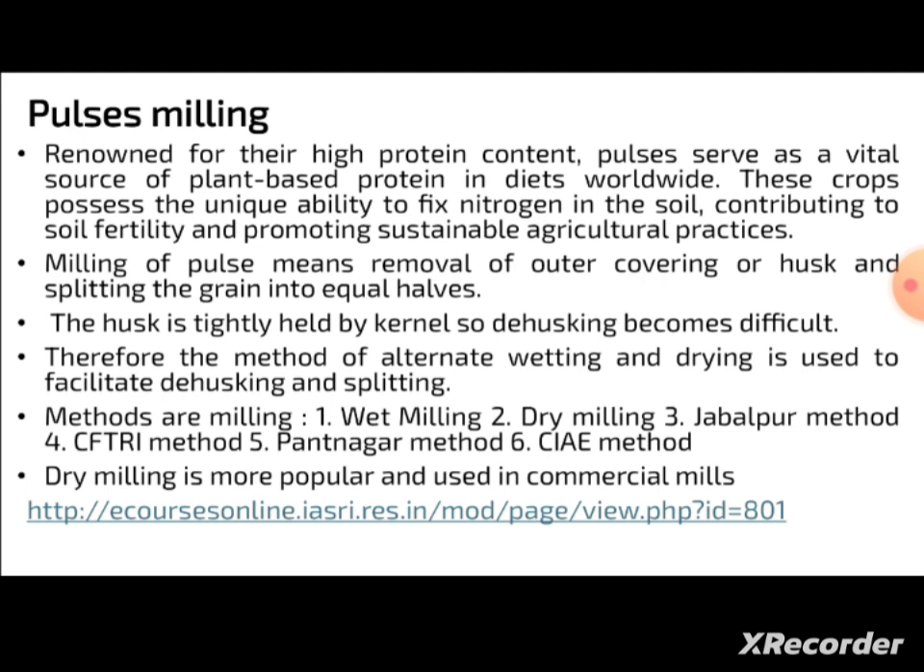And then pulse milling. Pulses are renowned for their high protein content, as they are a vital source of plant-based protein in diets worldwide. Milling of pulses means removal of the outer covering or husk and splitting the grains into two equal halves. The husk is tightly held by the kernels, so de-husking becomes difficult. For these milling operations, different techniques are used, like wet milling, dry milling, the Jabalpur region method, the CFTRI method, the Pantnagar process, or the CAE process.